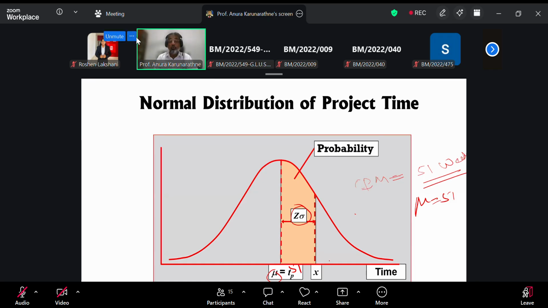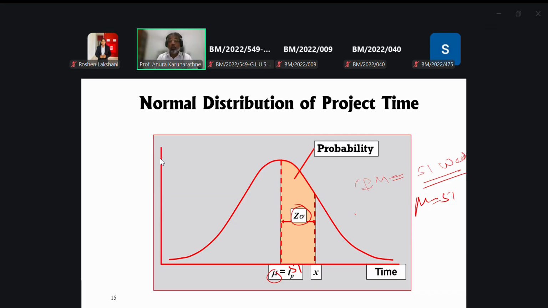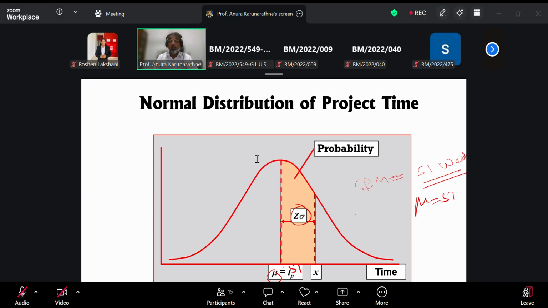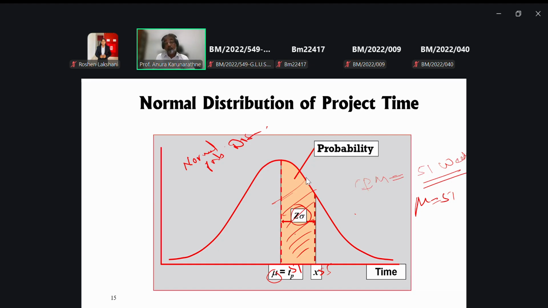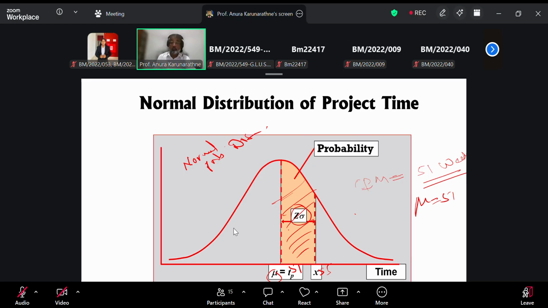Now if I want to ask what is the chance of completing this particular task in between 51 weeks and 55 weeks, we can obtain that probability by using this area. Likewise, we can use the normal probability distribution for making decisions. Again, we are making decisions based on a probability distribution, actually the normal distribution.